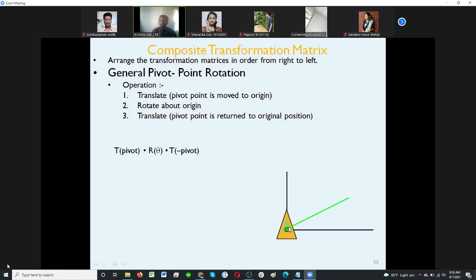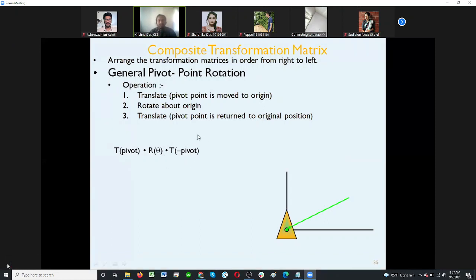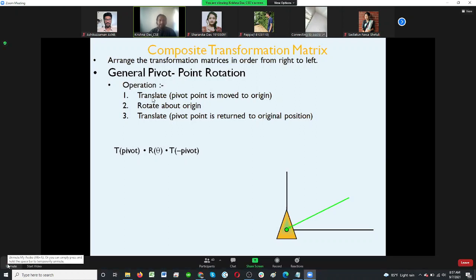Do you get it? Yes, sir. So now I move down here after doing that negative translation. You can see the pivot point has moved to the origin. So that translate is actually the negative translation that we have.